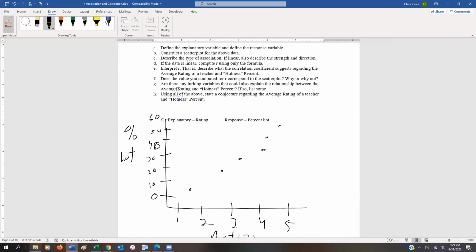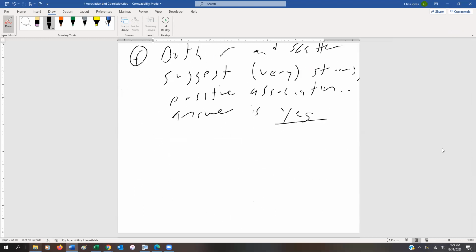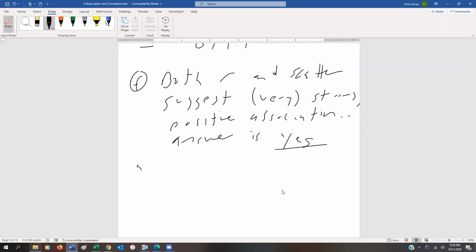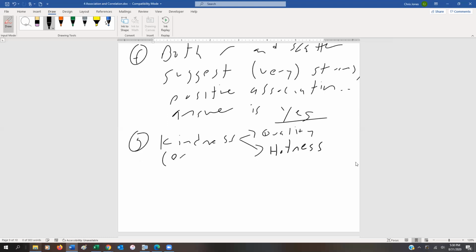All right, are there any lurking variables? This goes a little bit more into your interpretation, but just an idea of what a lurking variable might be. Generally, if somebody's a little bit more kind or empathetic, that usually lends itself to being a good teacher. It also lends itself to being a little bit more physically attractive, apparently. So it might be kindness is associated with both quality and hotness. If a faculty member is really nice or empathetic, that's certainly a lurking variable.